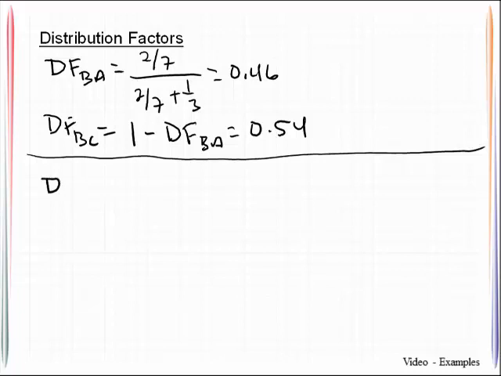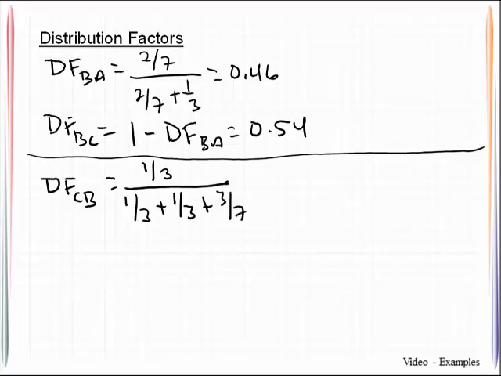Let's handle joint C next. Remember, we've got 3 members coming to this joint. So we'll look at member CB first. We'll put its stiffness factor in the numerator, and then we want the total stiffness of the entire joint. So I should have 3 terms since I have 3 members. That will be equal to 0.35, and since member CE has the same stiffness factor, then we can go ahead and assign that to have the same distribution factor.